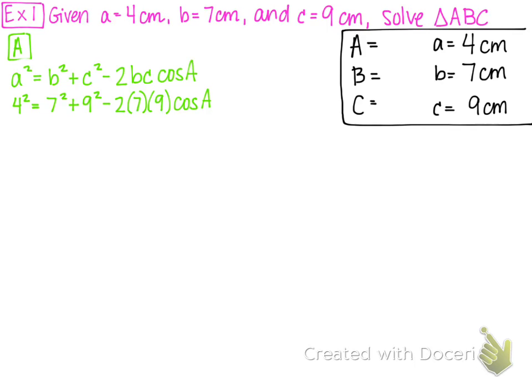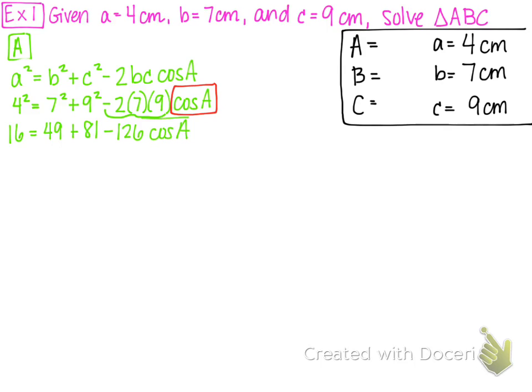So we're going to go through this, and what we're trying to do is get cosine of big A all alone, isolated by itself. Because remember, we talked about a couple days ago, if you've got a missing angle, you can use the inverse to find it. So we need to evaluate what these squares are first. 4 squared is 16. 7 squared is 49. 9 squared is 81. And I'm going to go ahead and multiply all of this out. So 2 times 7 times 9 gives us 126. We still have cosine of big A. Remember, that's what we're trying to get by itself.